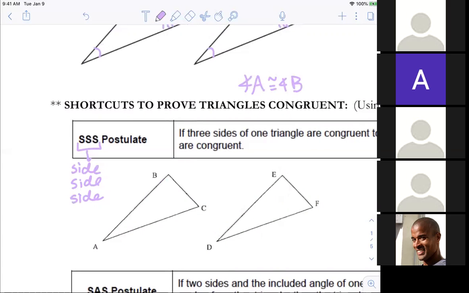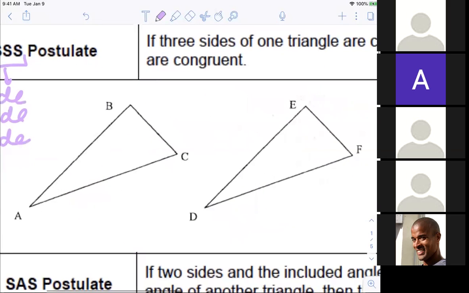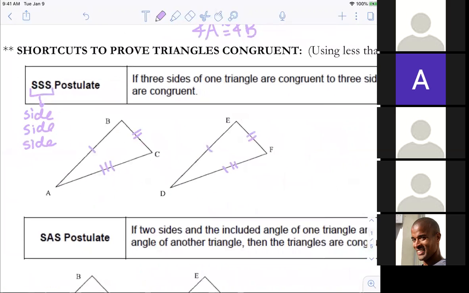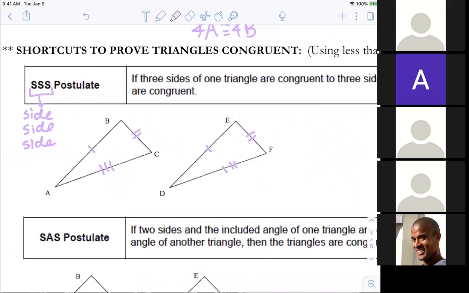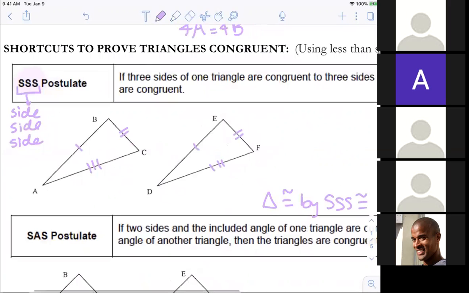SSS, side, side, side. So if I know that AB and DE are congruent, and I know BC and EF are congruent, and I know AC and DF are congruent, then that's enough information to prove that these triangles are congruent. They're congruent by the postulate side, side, side. So I'm going to write over here, triangles congruent by side, side, side, congruent mark.